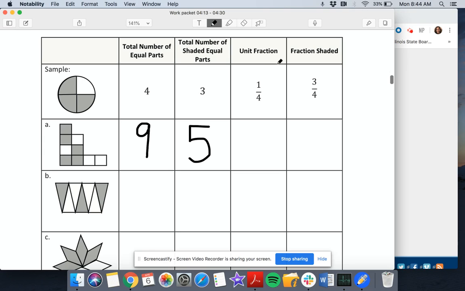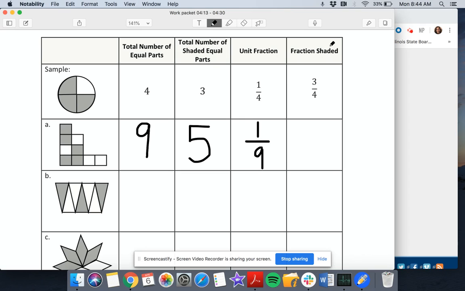Our unit fraction is essentially just our total, our denominator on the bottom, and then how much does each box represent? Okay, well, we know our total is 9. And each box would represent how much? Well, just 1, right? So each box is 1/9 of this total diagram.